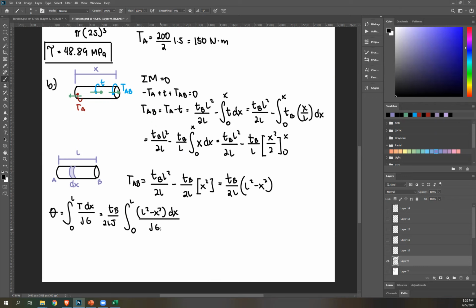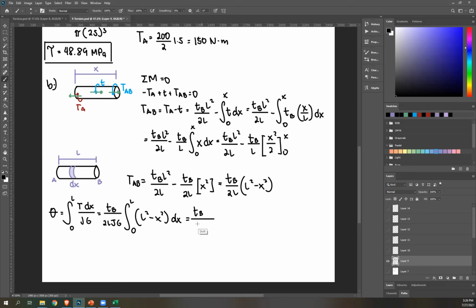And then modulus of rigidity, or shear modulus G, is also the same. It's constant. It's the property of your material. So I can also factor that out. So therefore, we're now only left with the integral of L squared minus x squared dx. Okay, next step, let's solve.